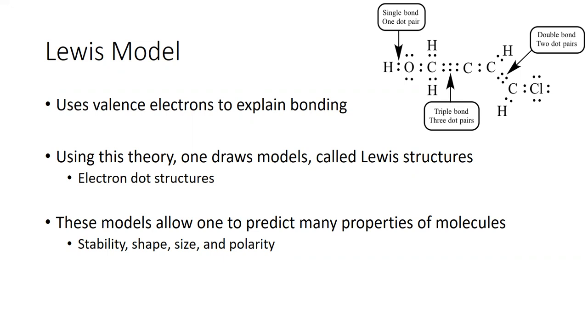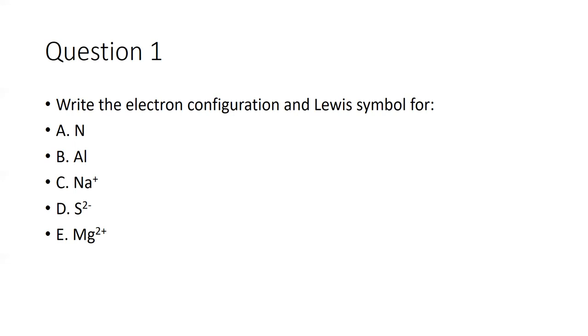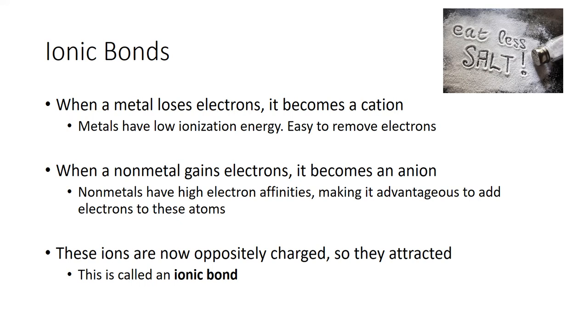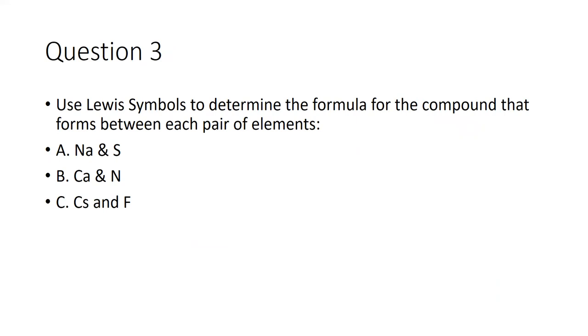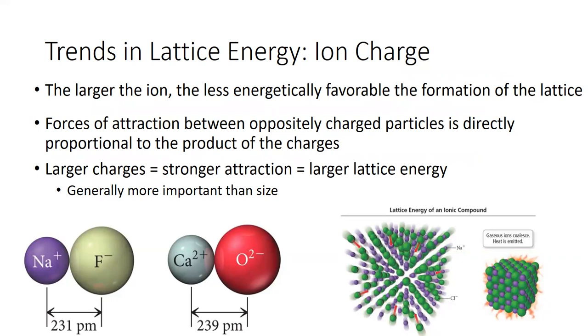Just a reminder of what we covered on Monday, we were looking at our Lewis models and our Lewis structures. First we learned how to write our Lewis models. Then we learned how to use these Lewis models to create Lewis structures for ionic compounds. Using that idea, we were able to predict in what ratio a metal and a nonmetal would come together to form a neutral ionic compound. The last topic for this PowerPoint is the idea of lattice energy.